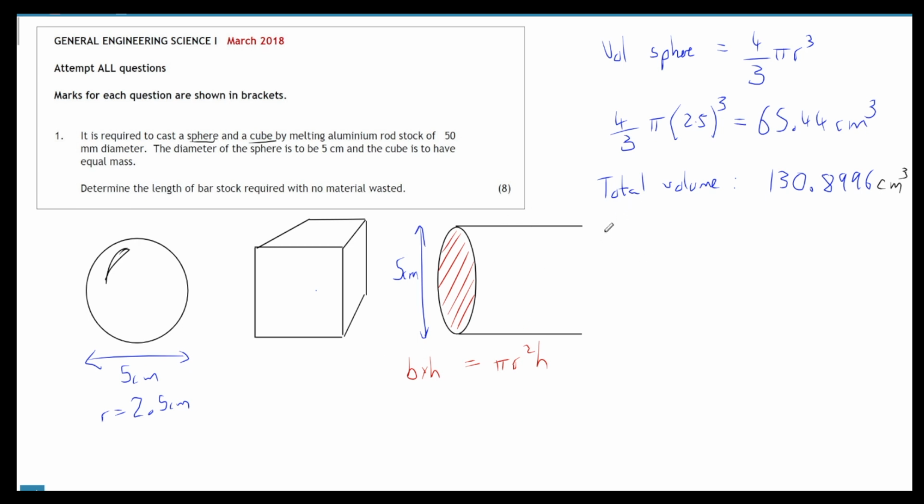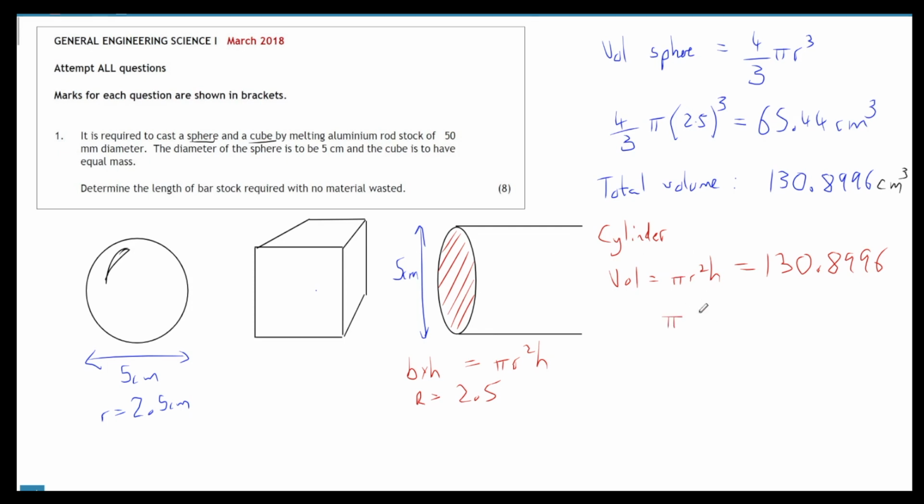So we can go ahead and use this here. This will be for the stock, the cylinder. We finished with the cube and the sphere, actually. So let's look at the cylinder. The volume is going to be pi r squared h, and we know this whole thing is equal to 130.8996. Actually, we already know r as well. The radius of this thing is equal to 2.5 centimeters, because it's right there, isn't it?